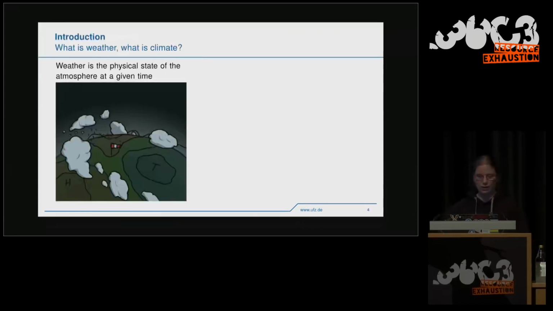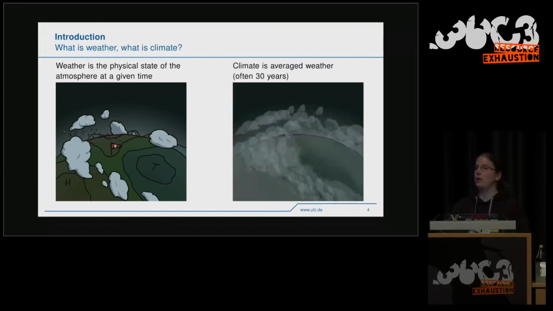So starting with the introduction. Weather is defined as the physical state of the atmosphere at a given time, whilst climate is average weather. Most of the time, a time period of 30 years is taken for that averaging, but also other time periods could be taken.